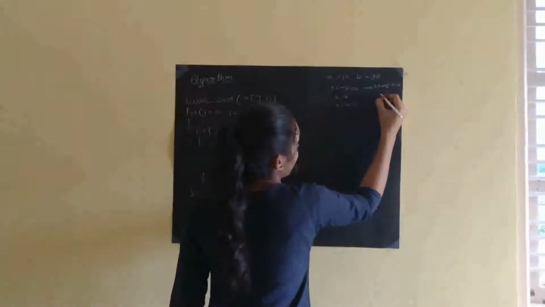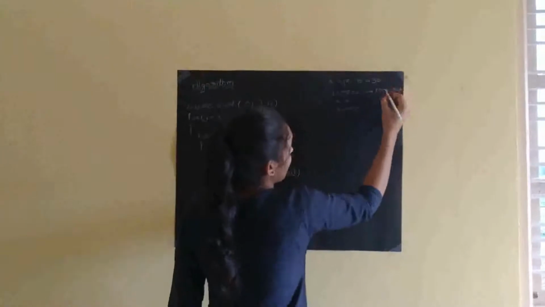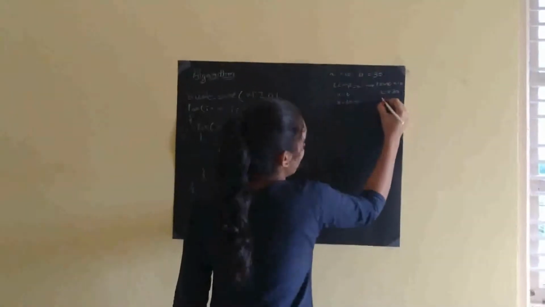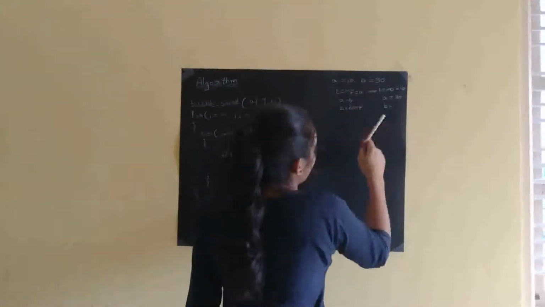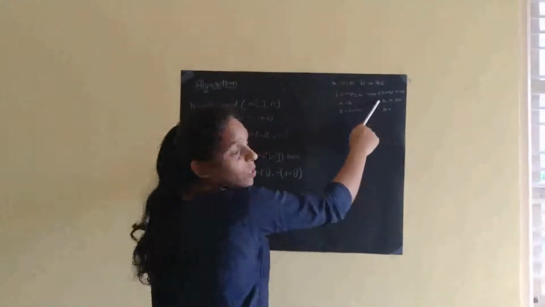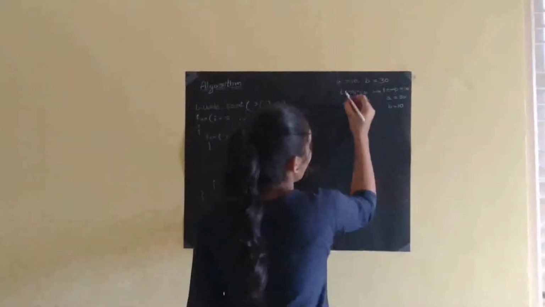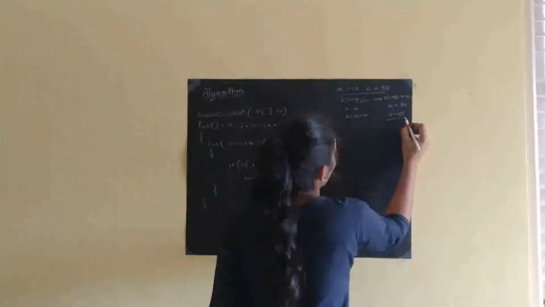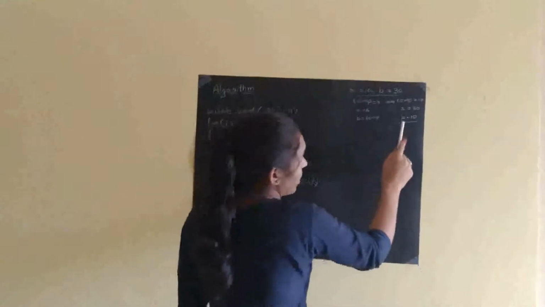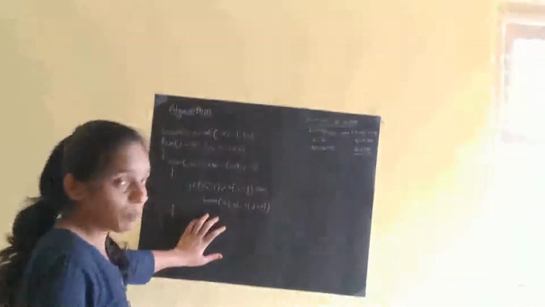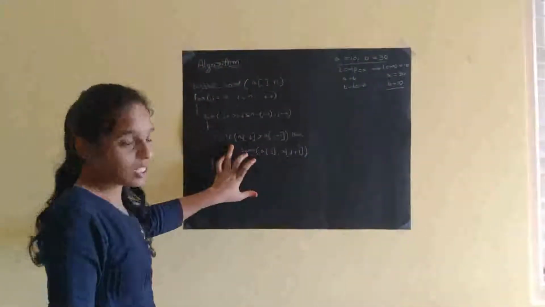The same way a equals b. B means b value is 30. And b equals temp. And here we are having temp value as 10. So b equals 10. Here we can observe that a and b values will get interchanged. In the same way, the swapping operation will be performed if the condition is satisfied.